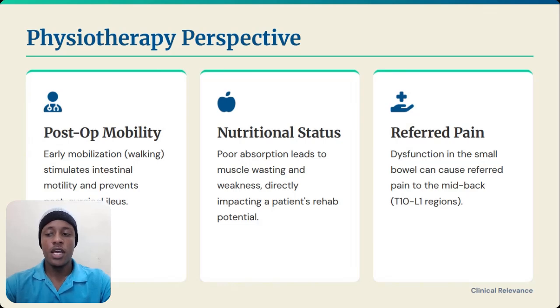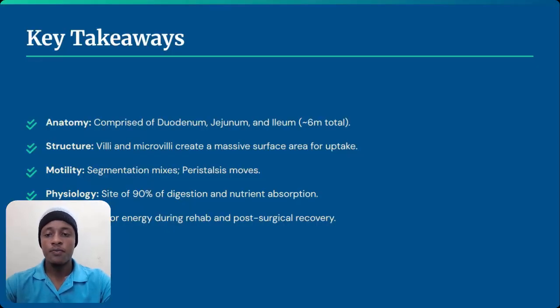Physiotherapy perspective. Here is where our scope is: post-op mobility, nutrition status, and referred pain. Nutrition status: poor absorption leads to muscle wasting and weakness, directly impacting a patient's rehab potential. Referred pain: dysfunction in the small bowel can cause referred pain to the mid-back, T10 to L1 regions. Post-op mobility: early mobilization, walking, stimulates intestinal motility and prevents post-surgical ileus.